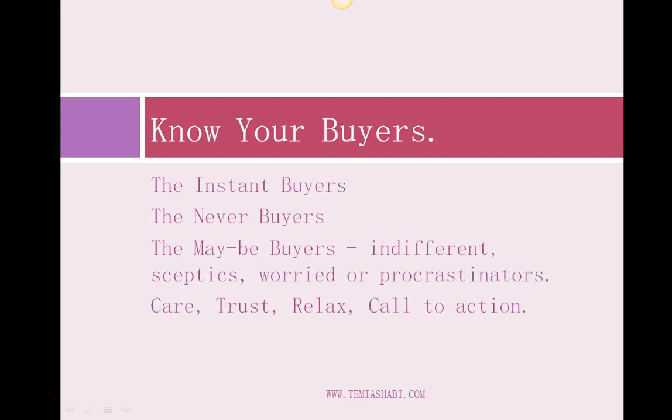And then we'll move on to knowing your buyers. There are basically three types of buyers. We have the instant buyers, the never buyers, and the maybe buyers. Instant buyers, wonderful. They just pick up what you have to offer and you're good to go. Never buyers, no matter what you say, their minds are made up. They would never exchange their money for whatever it is you're selling. It's all right. Then the last people, the maybe buyers, are the ones that need more work.